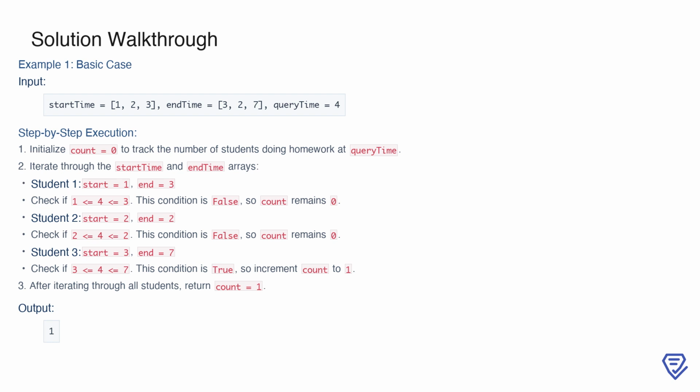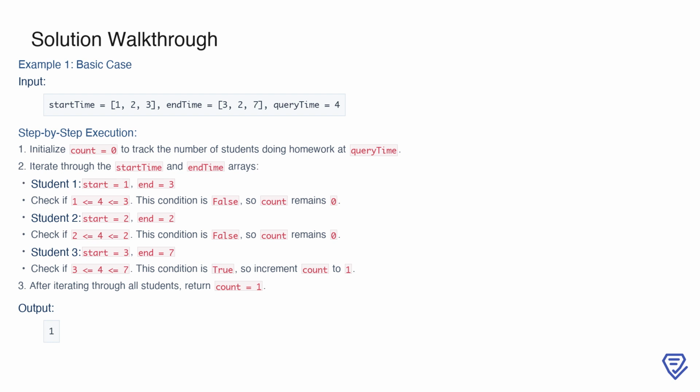Then, we iterate over the startTime and endTime arrays. For the first student, we check if their start and end times, 1 and 3, include the query time. Since 4 does not fall between 1 and 3, the condition is false, and count remains 0. For the second student, their start and end times are both 2, and again, query time 4 falls outside this range.